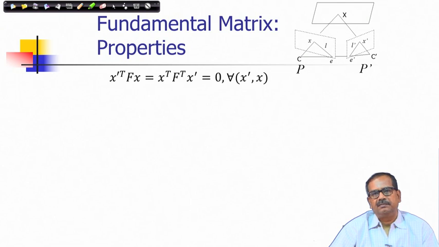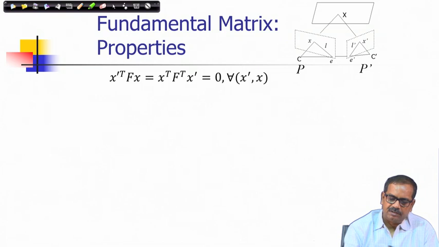If I consider the other way, then we can also convert this relation as x transpose F transpose x prime, which means x prime is the reference image point. So, you note that the matrices F and F transpose are related in this fashion. F is the fundamental matrix of this configuration, and F transpose also is a fundamental matrix of the stereo configuration when we change the reference camera image plane. And this is true for any pair of corresponding image points. That is the first property.